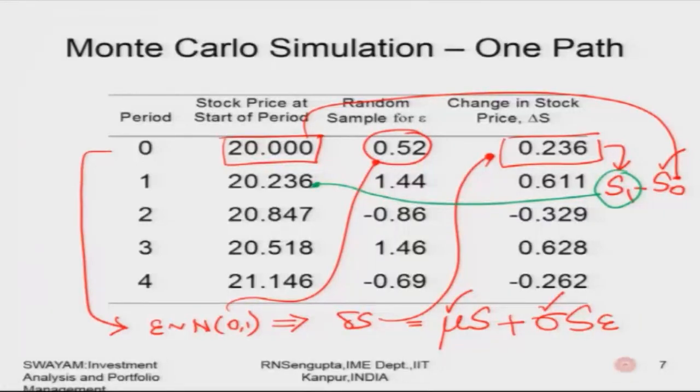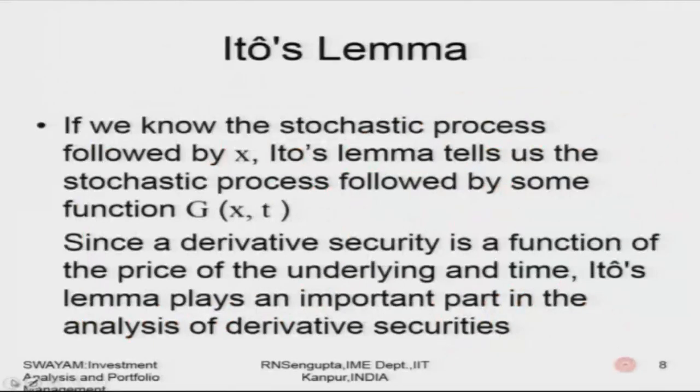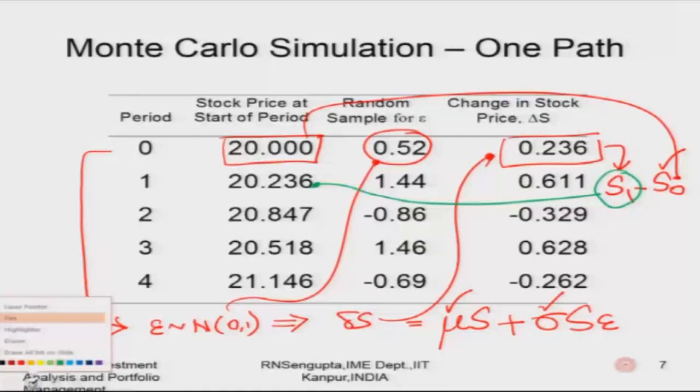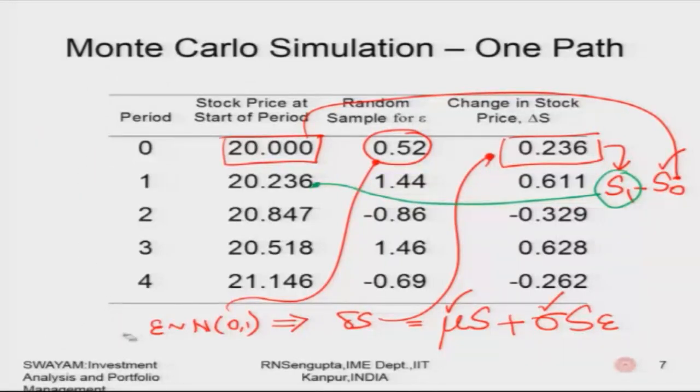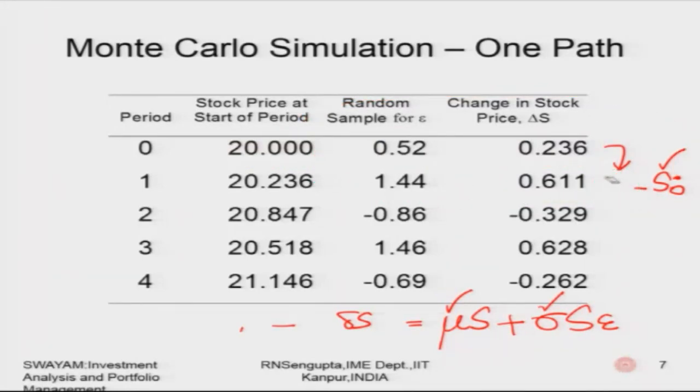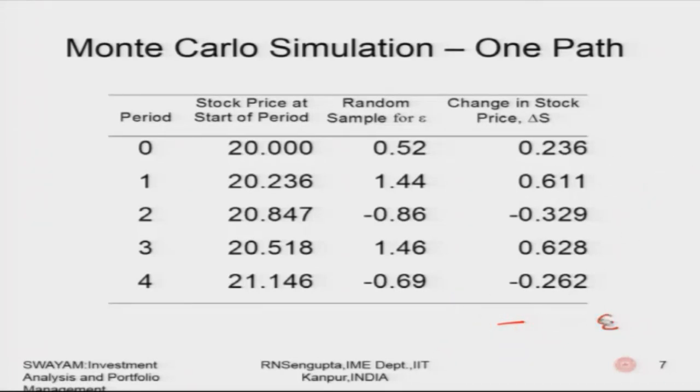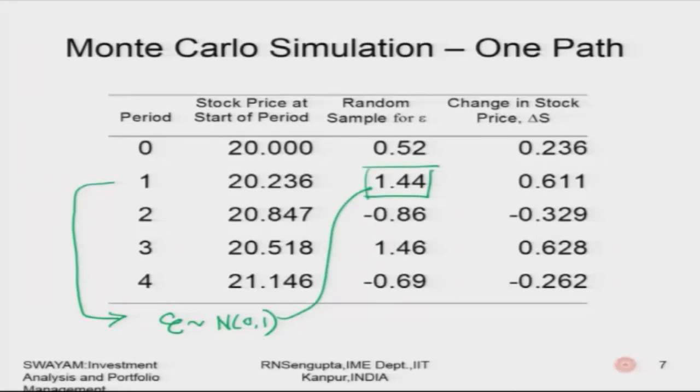Once this is done, for the next stage I again generate these values. We will stick to the green color to make things simple for us. Now we come to t equal to 1. Epsilon is generated again from N(0,1), which gives us 1.44. Once this is known, delta S is given by mu times S plus sigma into S into epsilon.